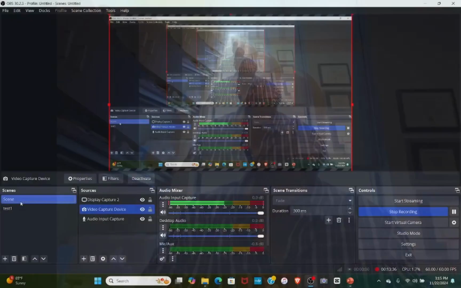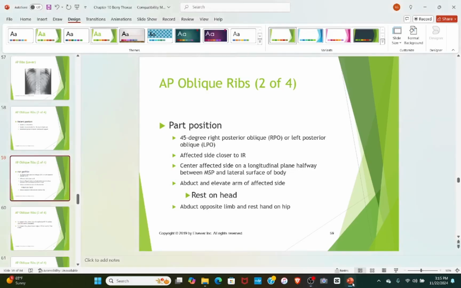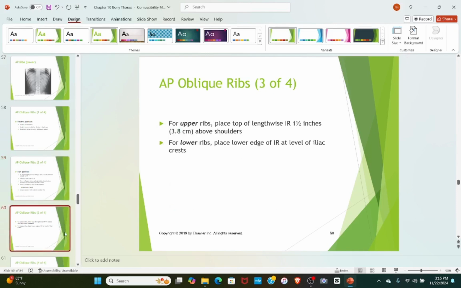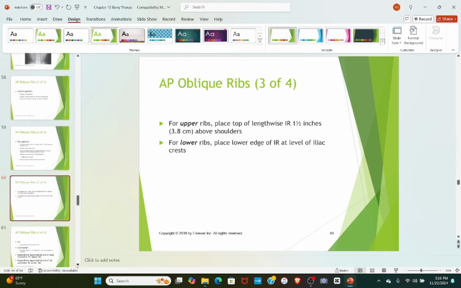So let me click back over to the other screen and show you what you're going to see on your obliques. Positioning of the image receptor, again, is always going to be 1.5 inches above the shoulders, because we're only looking for the ribs on just one side. Then we can use the image receptor with collimated field lengthwise instead of using a massive collimated field, and that is because only one side is going to show up very well.